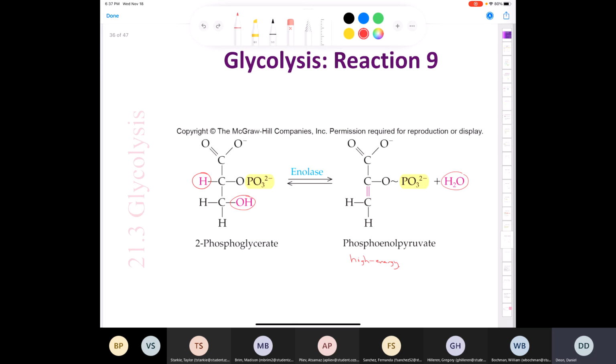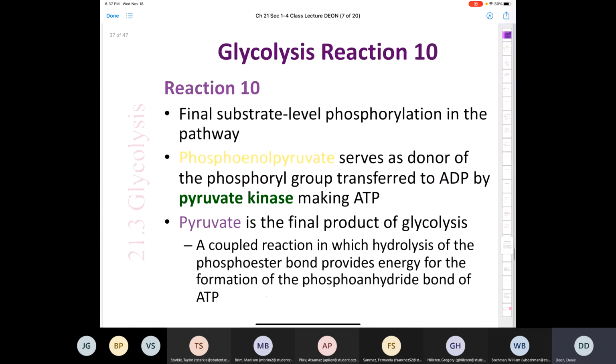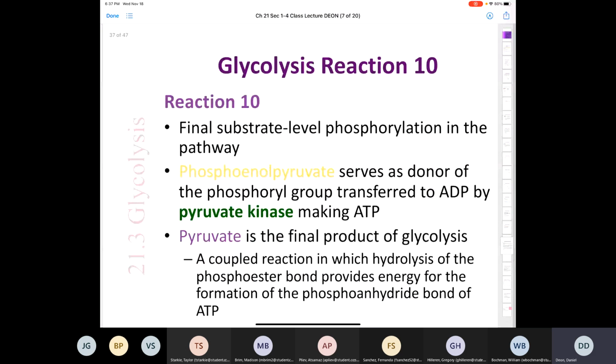Well, we've only got one step left, and you can probably determine what's going to happen in the last step: the final substrate level phosphorylation. It's another transfer of a phosphate group to make more ATP. Phosphoenolpyruvate serves as a donor of its phosphoryl group. It gets transferred to ADP by pyruvate kinase, making ATP. So not only do we produce ATP, we also end up producing a molecule called pyruvate, the final product of glycolysis.